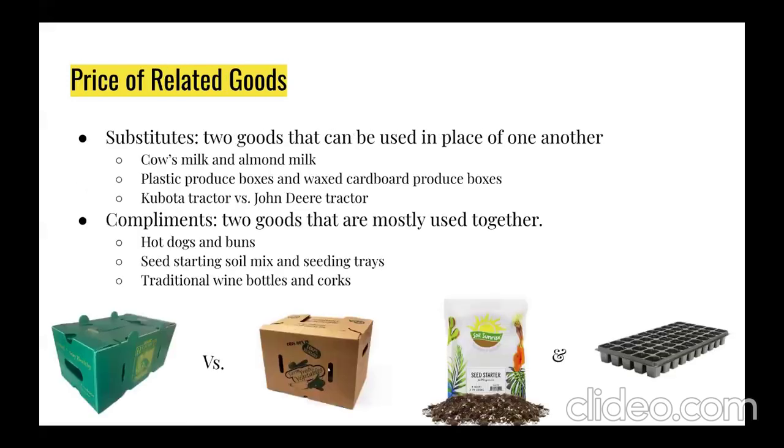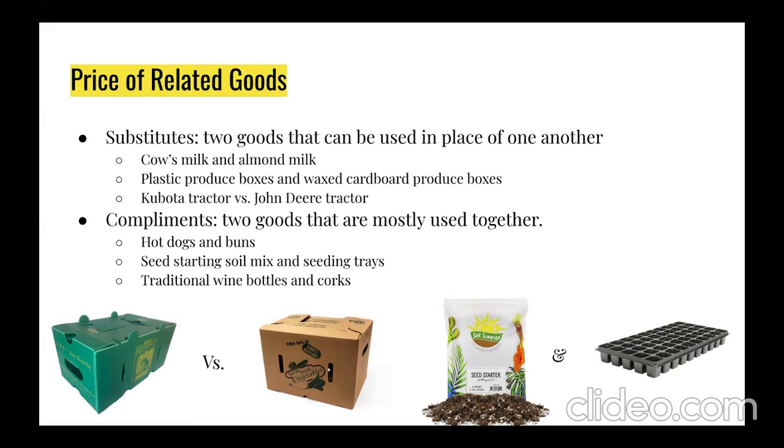So then the price of related goods also affects the demand curve. We already talked about substitutes. Substitutes are two goods that could be used interchangeably. They could be used in place of one another. That could be like cow's milk and almond milk. It could be a John Deere tractor versus a Kubota tractor. Those are two different brands or makers.